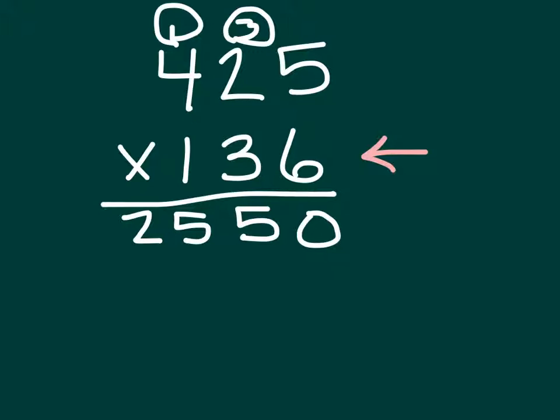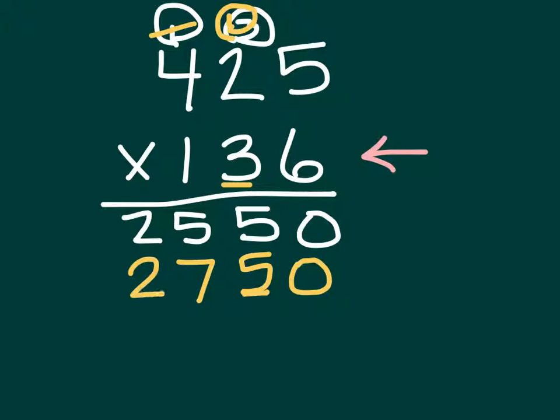Now, we're multiplying out of the tens place, so remember our answer must start in the tens place, which means that we must have a 0 placeholder. 3 times 5 is 15. 3 times 2 is 6, plus 1 is 7. And 3 times 4 is 12.